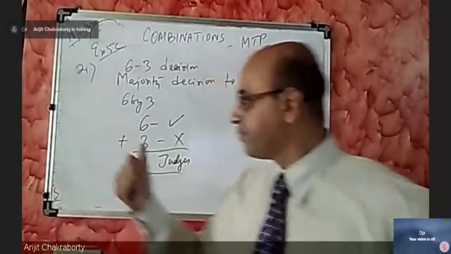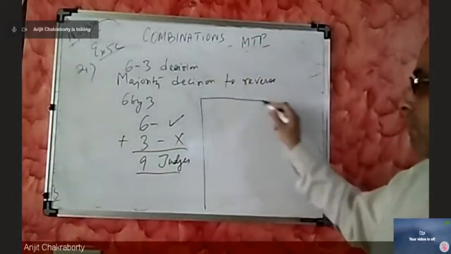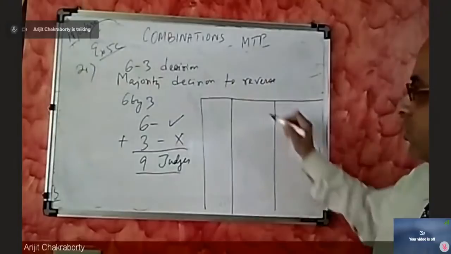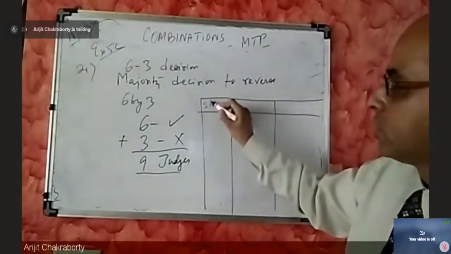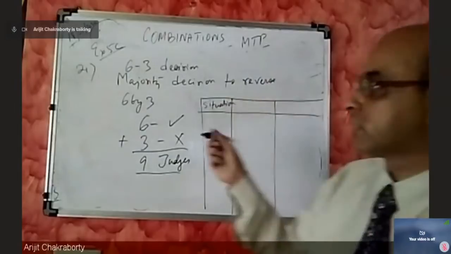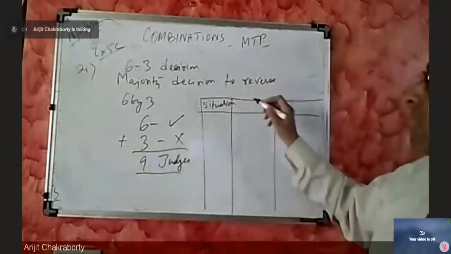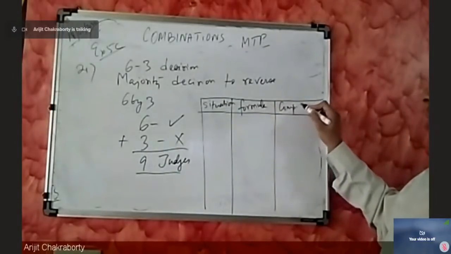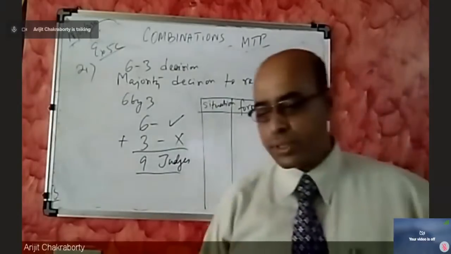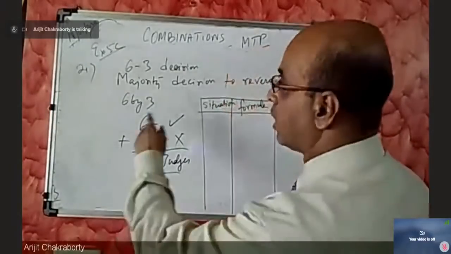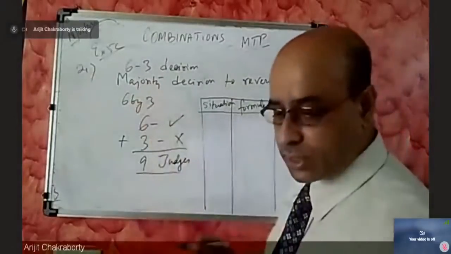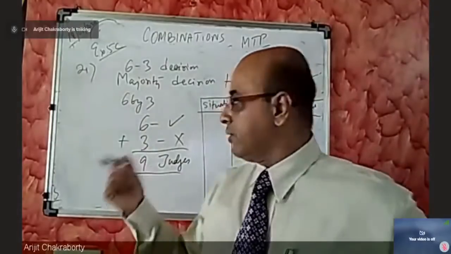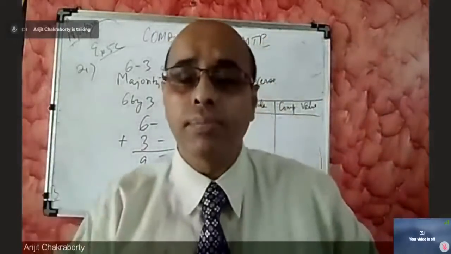Then we will find out the answer to this question. So first we draw a table here as usual. We draw the situations, and please do this with me. This is a tough one, 21. Situation, we write the formula and then we will do the computation. First situation: there are how many judges? We are having 9 judges, total 9 judges.